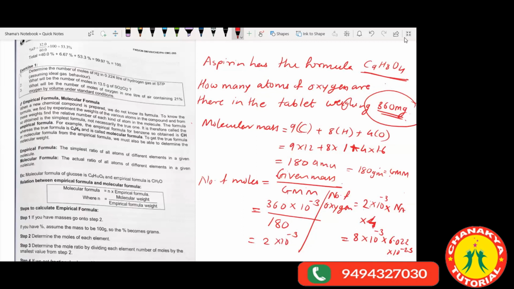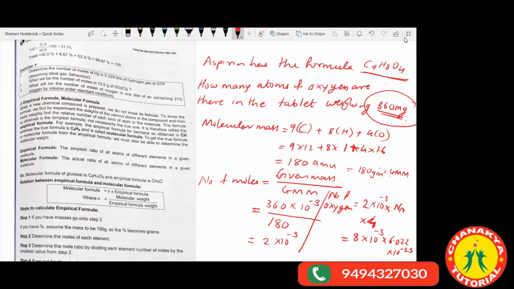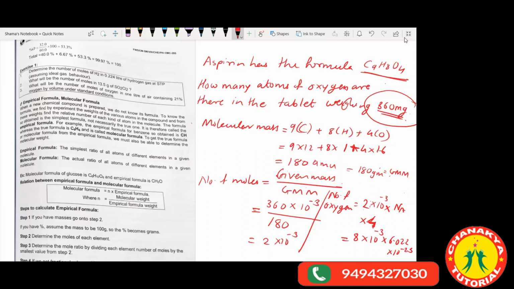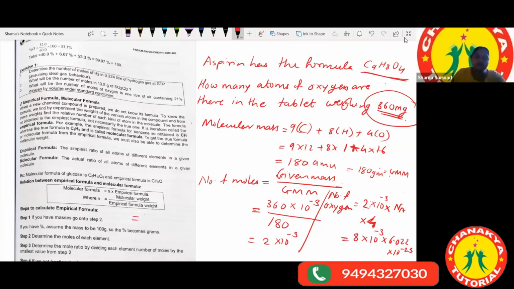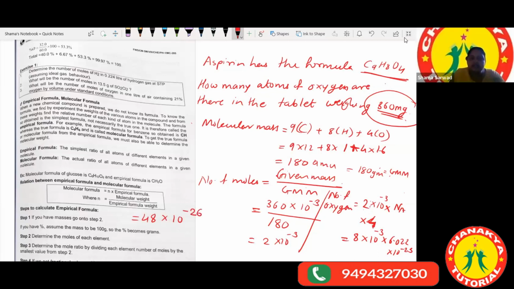48 into 10 power minus 26. In raised to term, you can tell me your answer, right? 48 into 10 power minus 26.